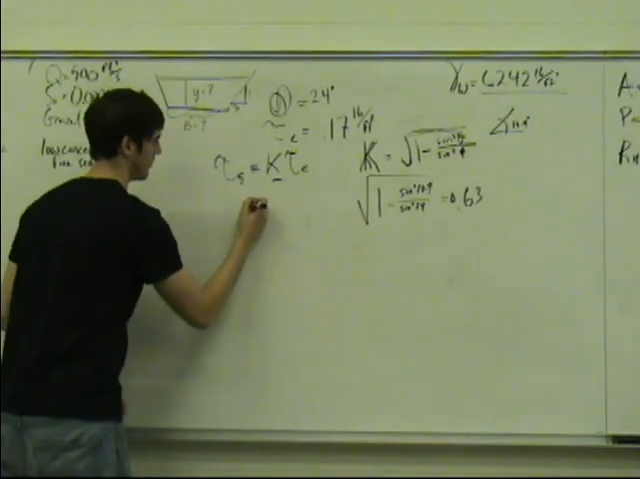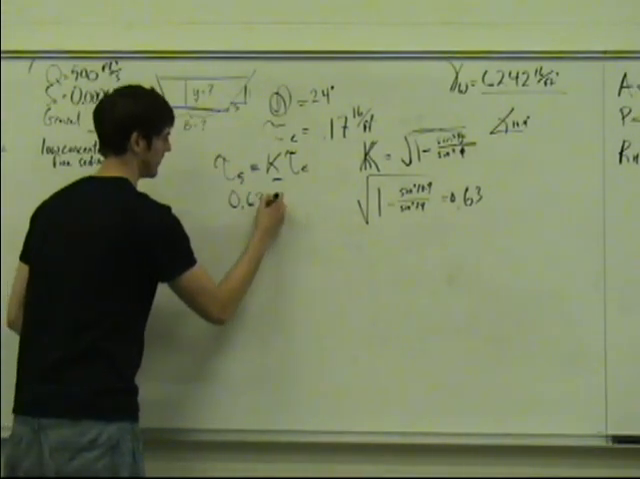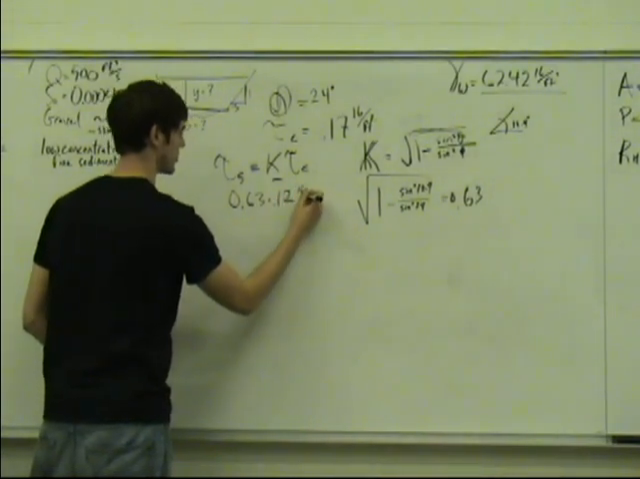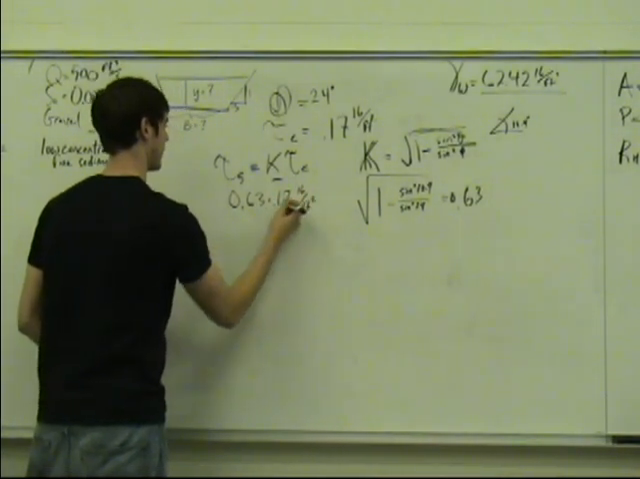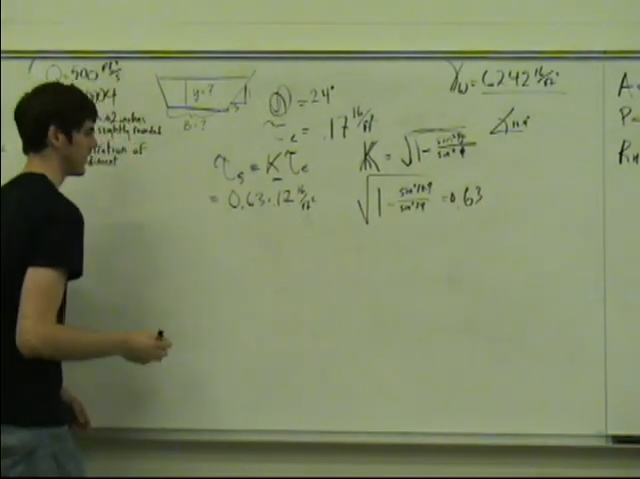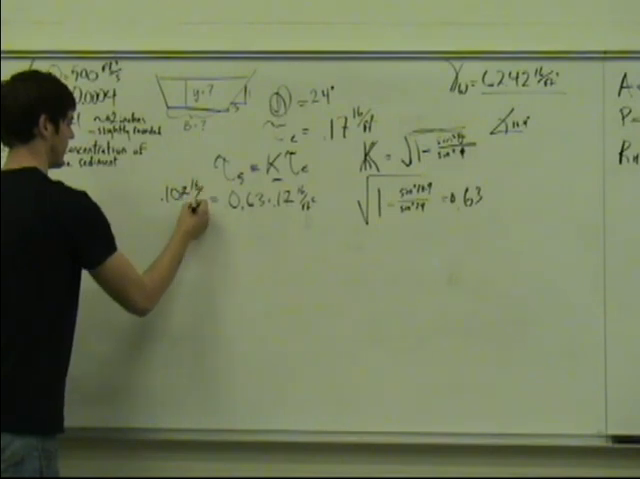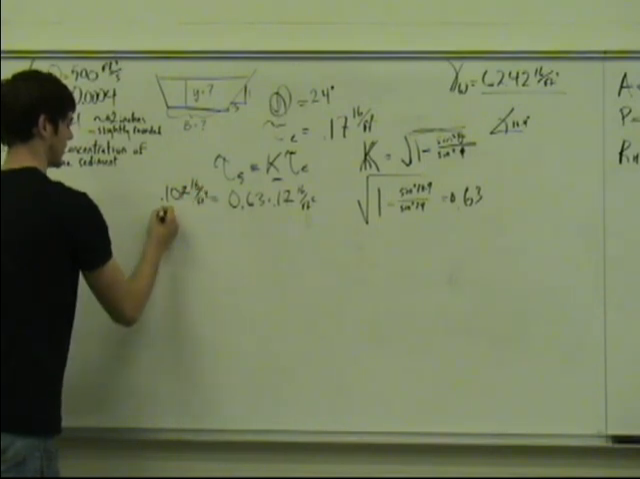We'll have 0.63 times our critical shear stress on the side slope, and that's going to be equal to 0.107 pounds per square foot.